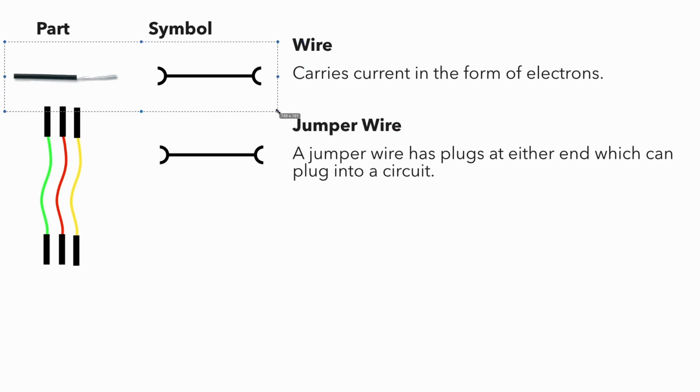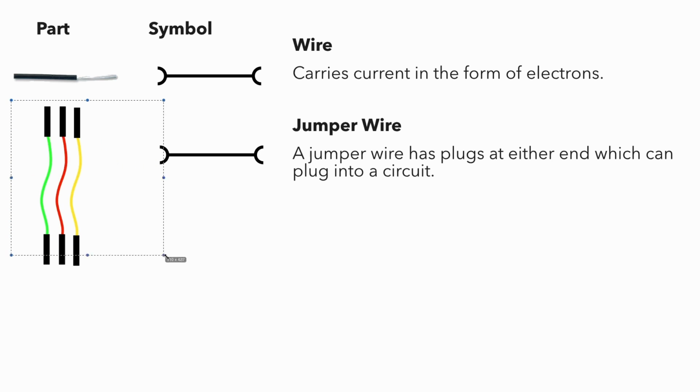Next we have wire. All wire does is conduct electricity. And electricity is basically the movement of electrons. So you can think of a piece of wire in a circuit almost being equivalent to a hose with water. The hose is the wire and the water is a current flowing through. And the symbol on the right hand side is what we use in circuits.